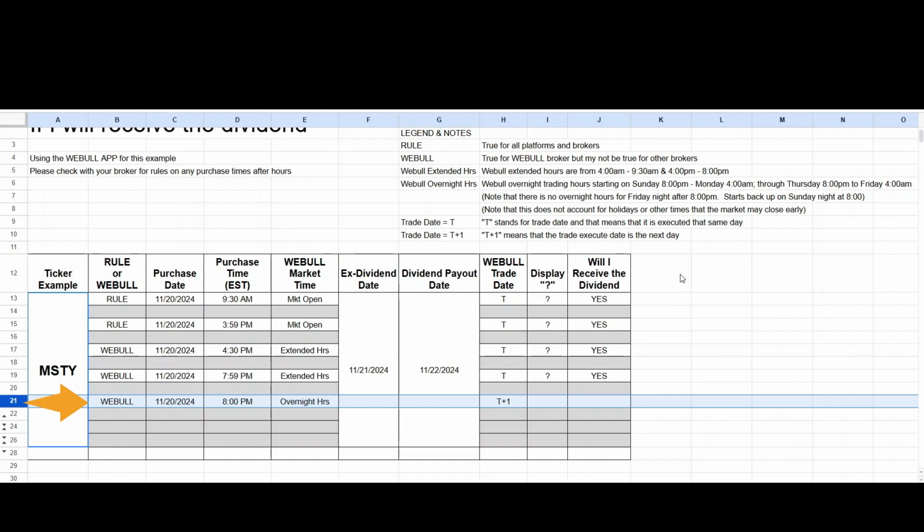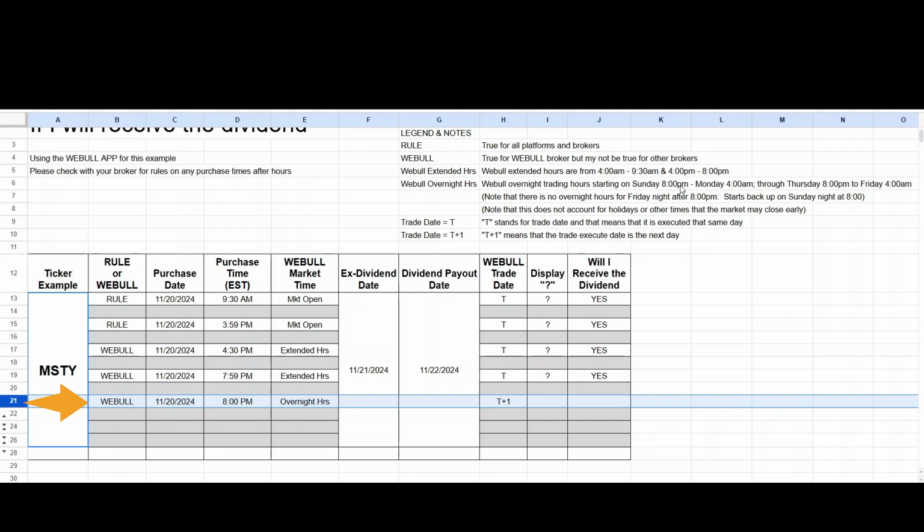And then you still have your extended hours from 4 p.m. to 8 p.m. on Friday, okay? But you do not have overnight hours on Friday. So the extended hours end at 8 p.m. on Friday, and the overnight hours will not be on Friday. It will not start up until Sunday at 8 p.m. Okay? Just wanted to clear that up.